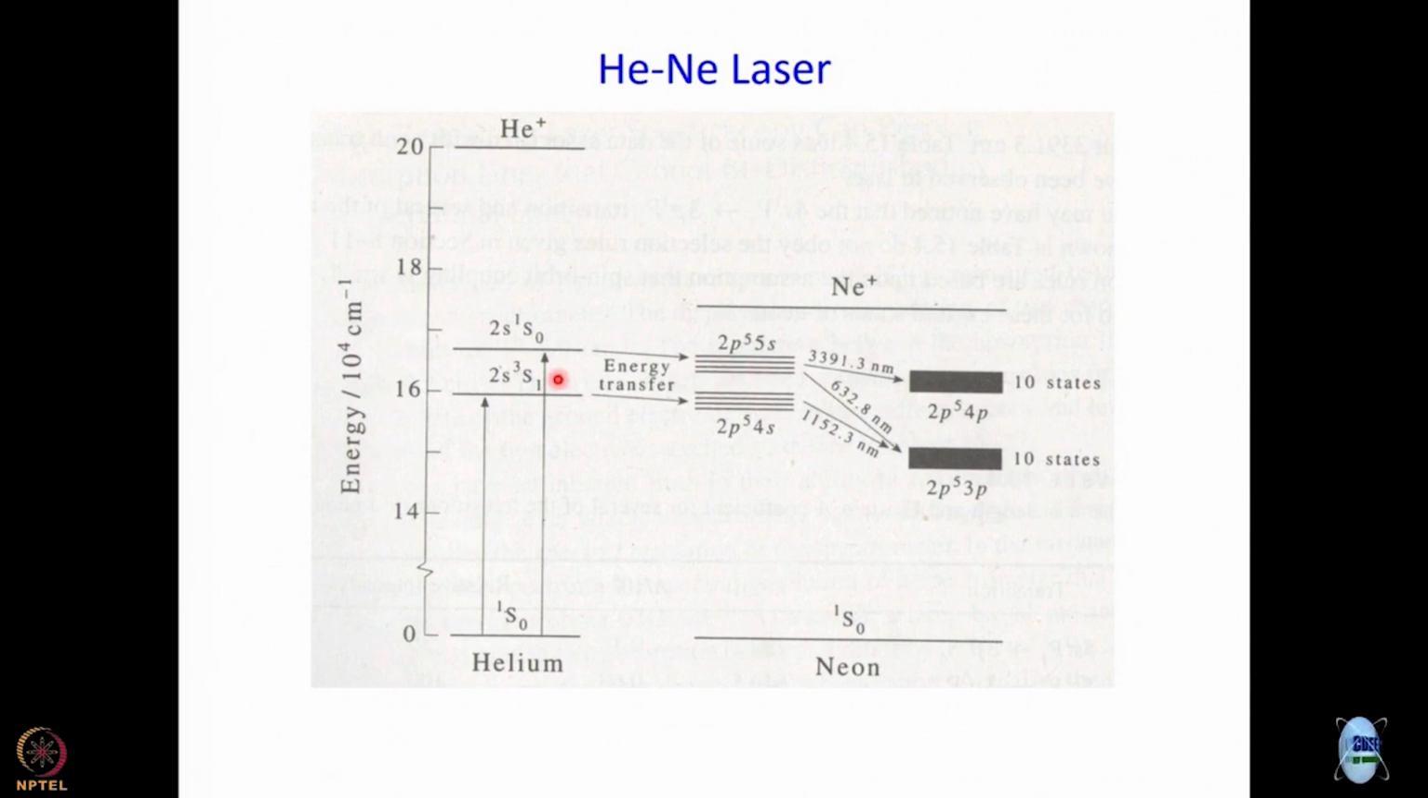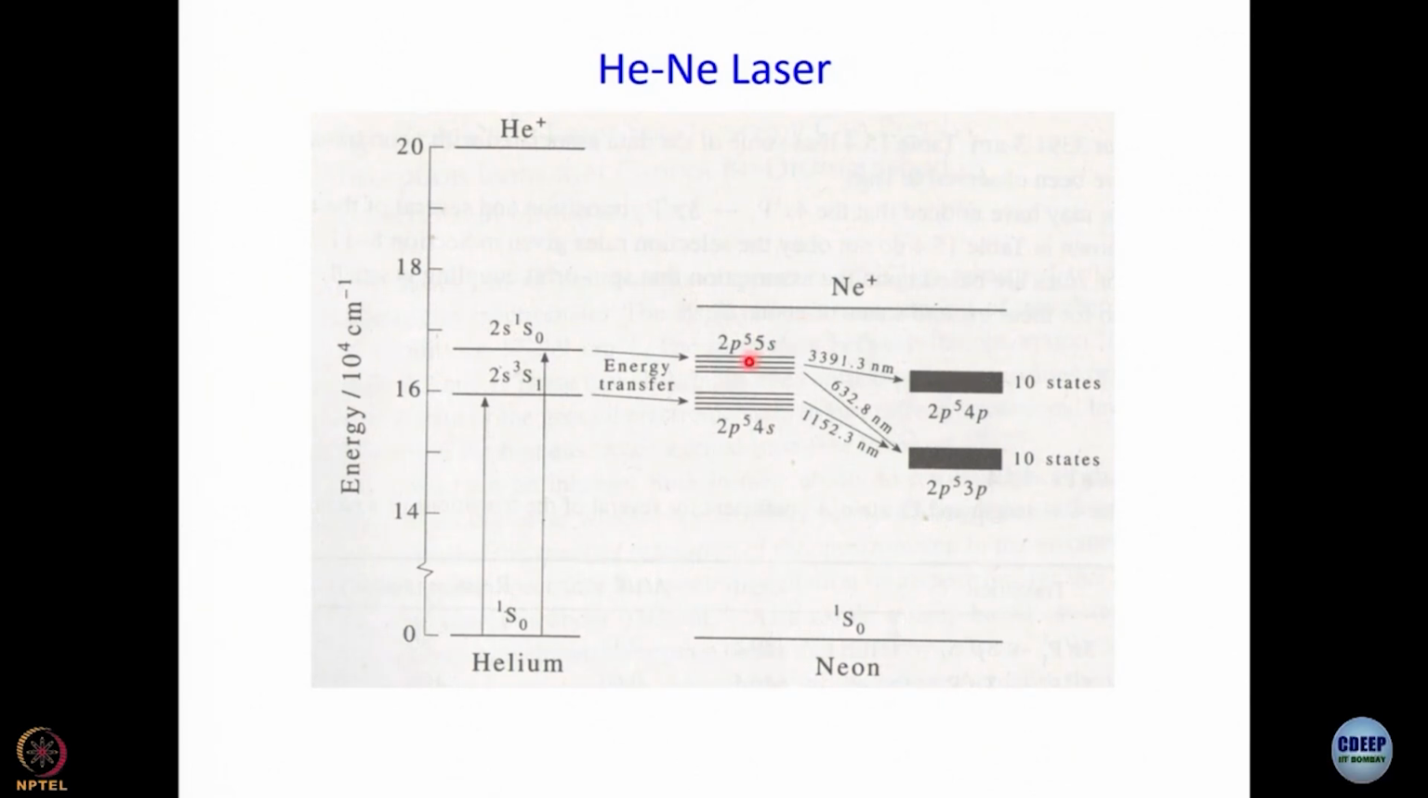So when the energy gets transferred, it is very easy to populate these levels 2p5 4s and 2p5 5s. What is the meaning of 2p5 4s, 2p5 5s? What is the electron configuration of neon plus ground state? 2p5, only one electron is lost. So what you see here is that electrons have been promoted to 4s and 5s levels. So these are high energy transitions.